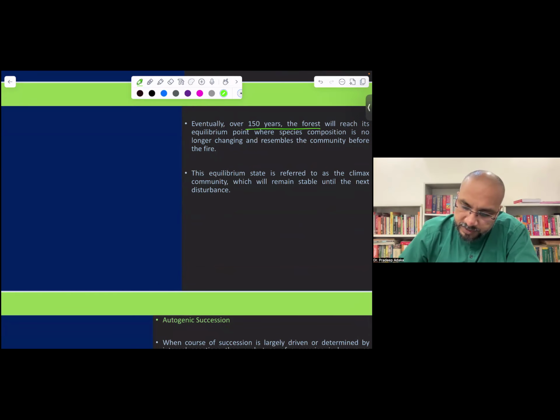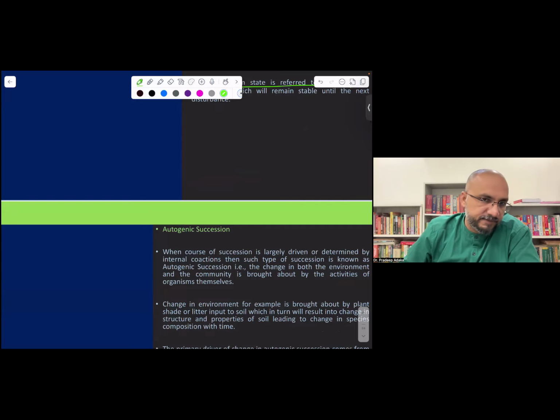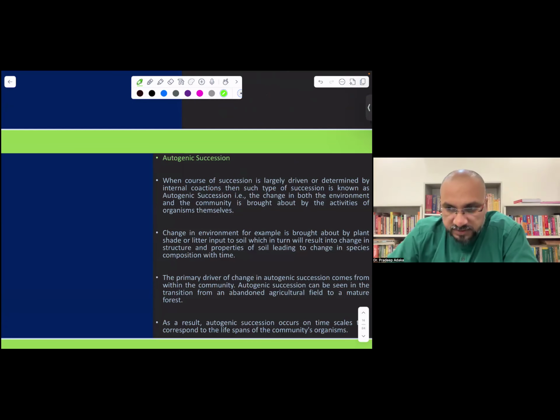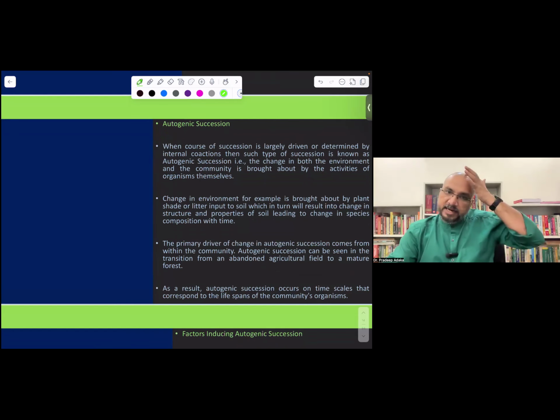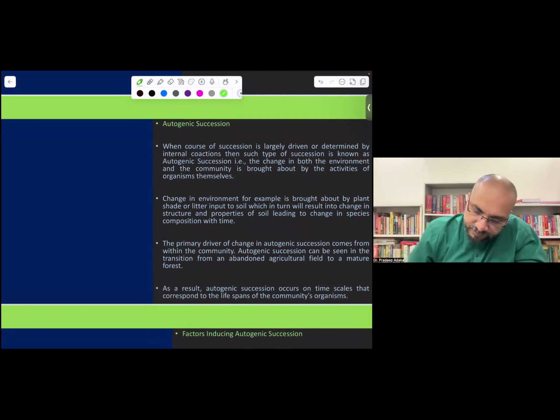Okay, so this equilibrium state which is achieved is called a climax community, and it will remain as such until another disturbance happens. फिर से आग लग जाएगी, तब तक ये stable है. Again, if some disturbance happens, succession will start again. So that was primary and secondary succession. Now there are two other types also, autogenic and allogenic succession. So autogenic and allogenic succession देख लेते हैं.